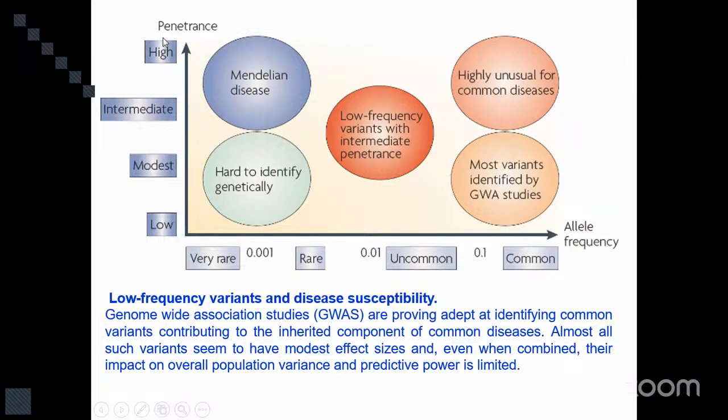So low frequency variance and susceptibility, genome-wide association studies are proven adept at identifying common variants contributing to inherited components of the disease. Almost all such variants seem to have modest effect size, and even when combined, their impact on an overall population variance and predicting power is limited.